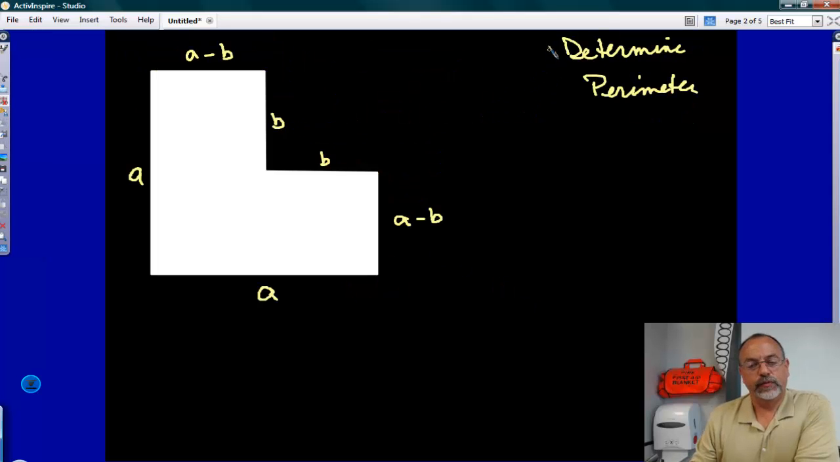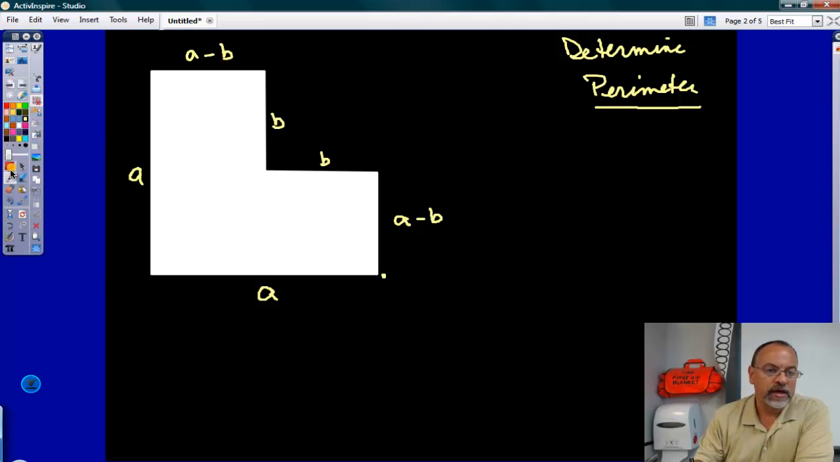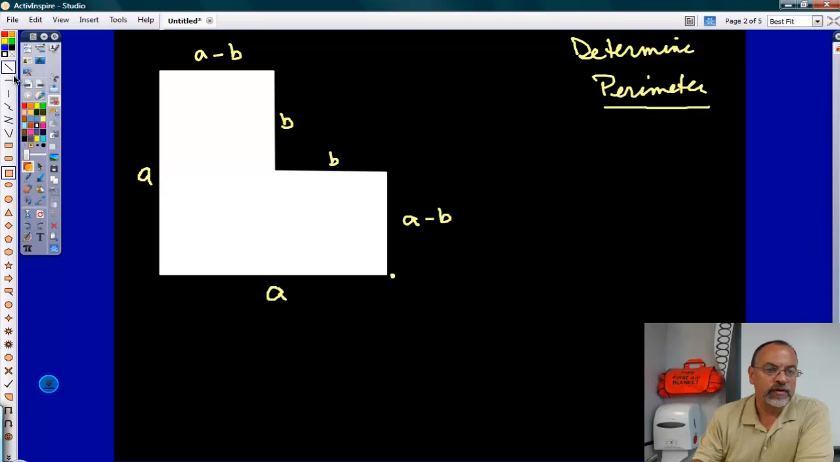On this page, I'm asked to determine the perimeter. And perimeter is a word we should become very familiar with. It means the distance around an object. And so imagine if this was a park and you were standing here and you were going to walk around the park. Okay? And you would begin here and you would walk up this way.